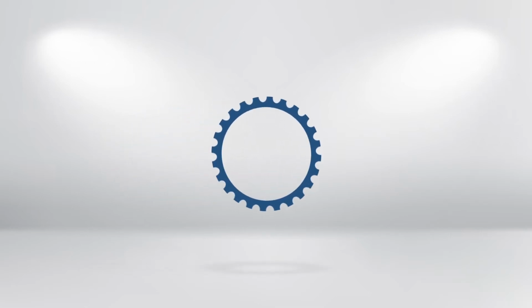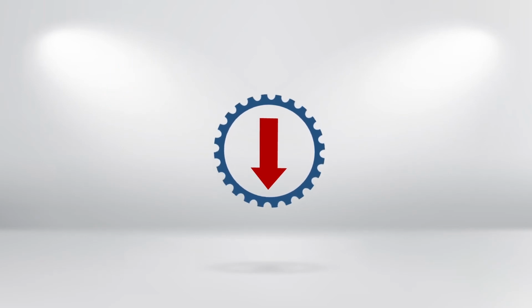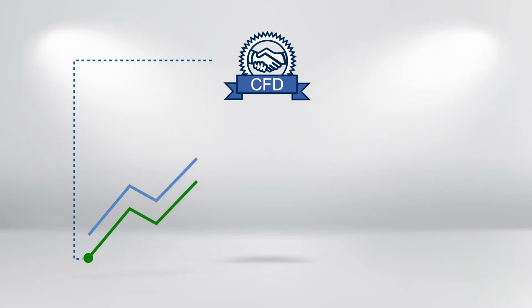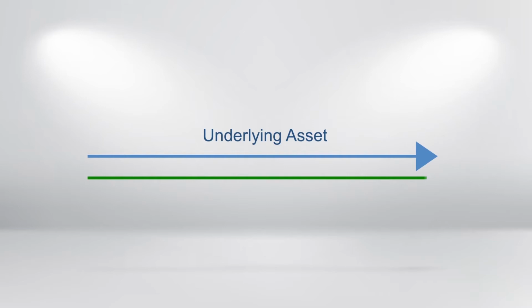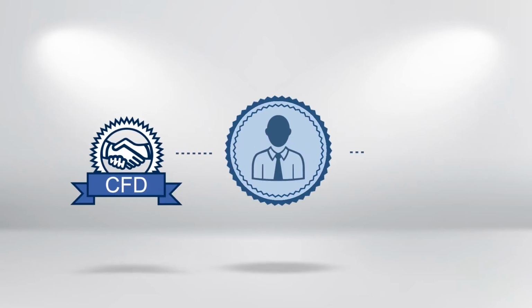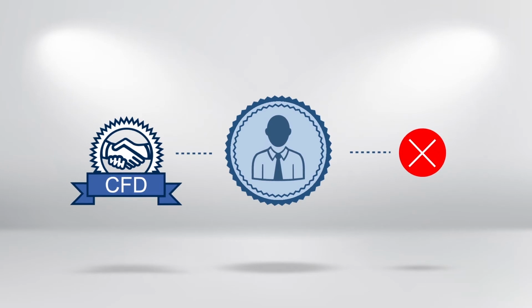You take the position based on whether you think the asset will go up or down in value. So, for example, you can place a CFD trade on a stock, and the value of the CFD position will rise or fall with that stock price. The stock is therefore known as the underlying asset. And as you are purchasing a CFD from a provider, then you don't own that underlying stock. Not owning the stock leads to some key differences.